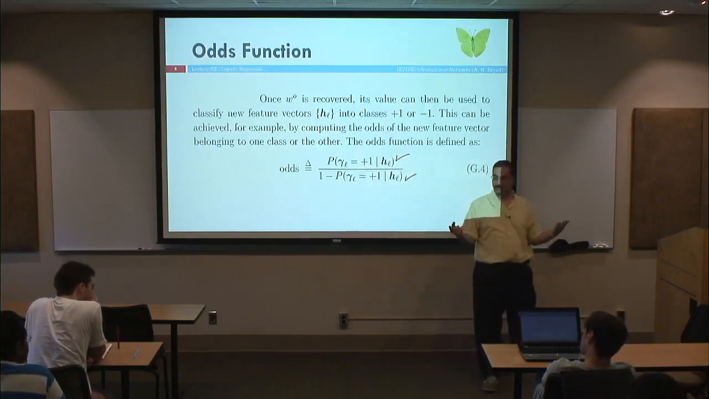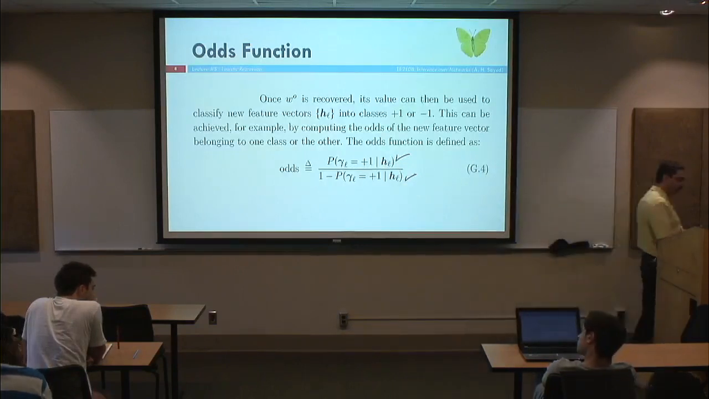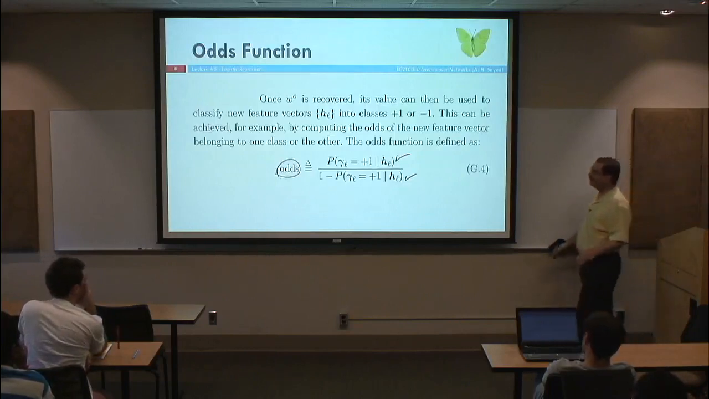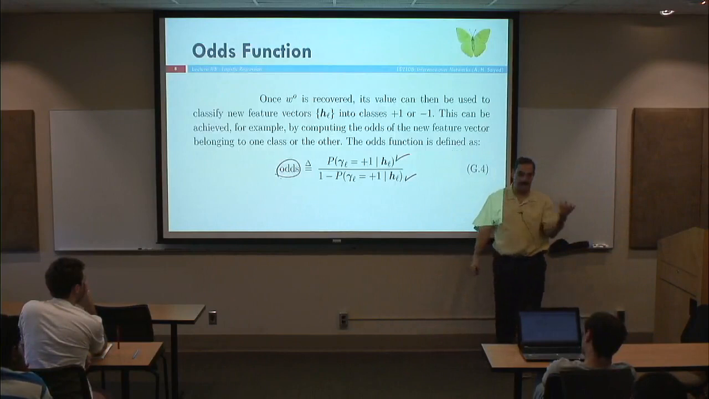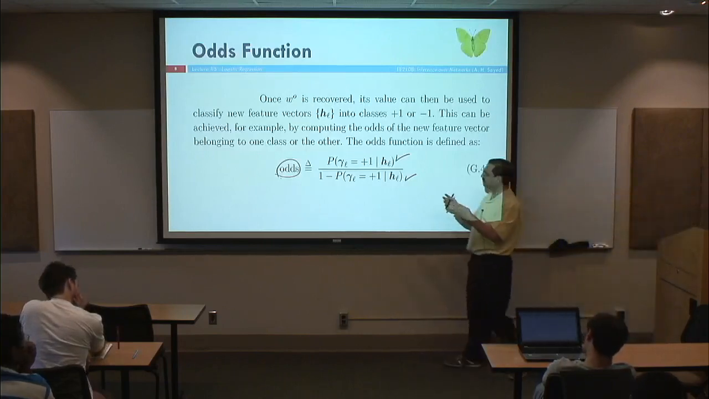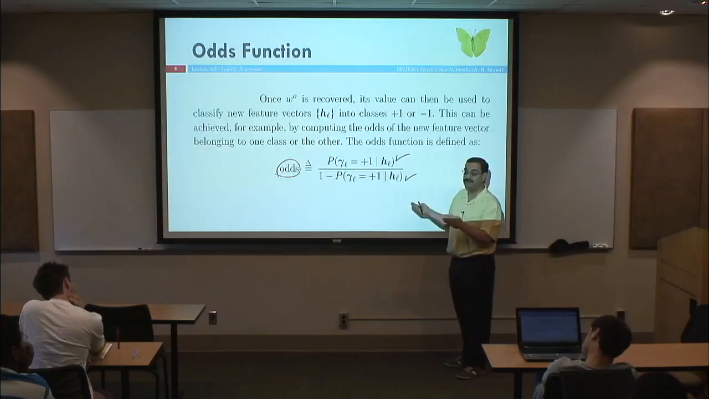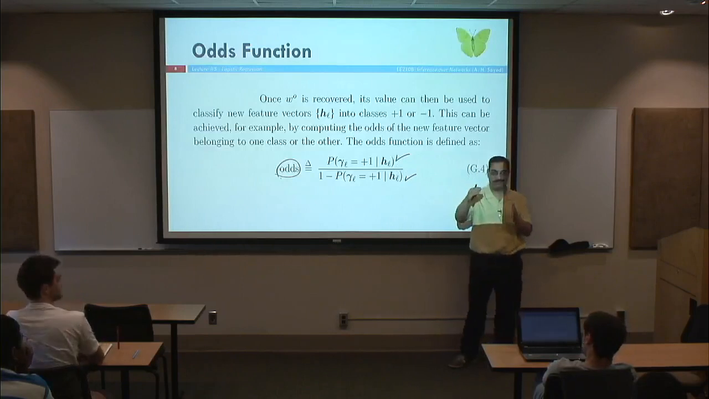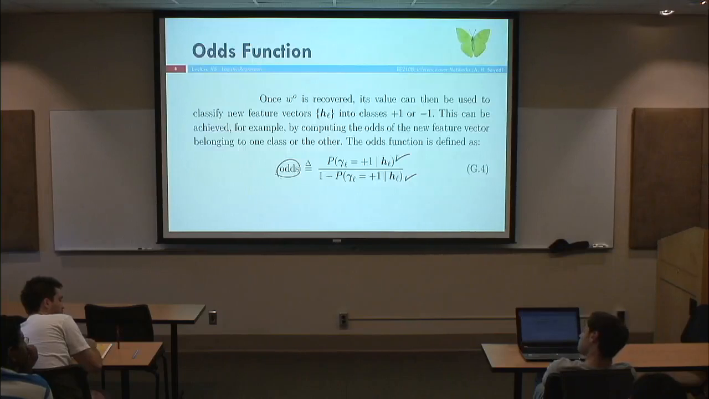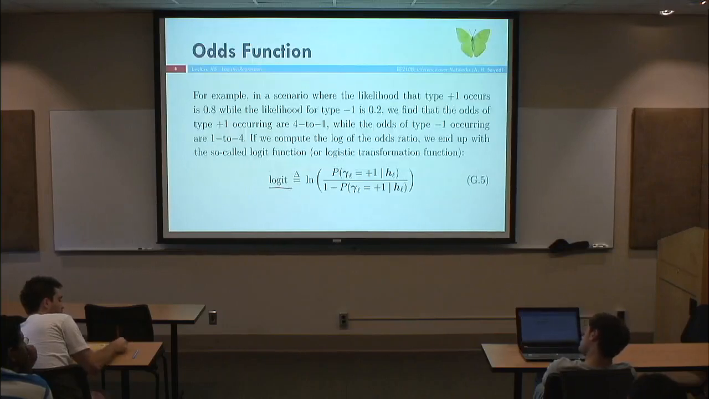Then you declare for that h that gamma is 1. So if you define the odds ratio, if it is larger than 1, you say it belongs to one class. If it's smaller than 1, you say it belongs to the other class. Or you can work with the log of this ratio, because the log of 1 is 0. So all you really need to say is that if the log of this odds function is larger than or equal to 0, it belongs to one class. Otherwise, it belongs to the other class. Here it is. You can define the logit function, which is the log of the ratio.